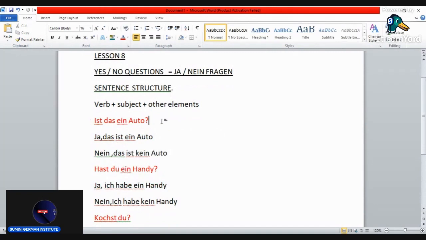Let's see the first sentence. Ist das ein Auto? Okay, so ist is the verb, das here is the subject, and then ein Auto is the other element. So this question means, is that a car? So how do you reply? Ja, das ist ein Auto. Yes, that is a car.